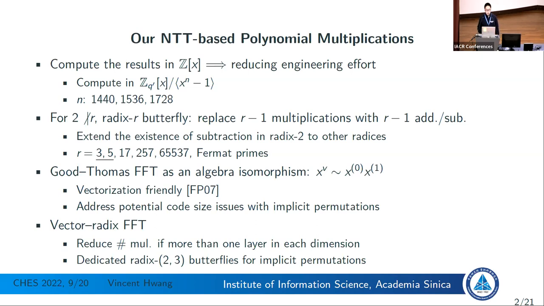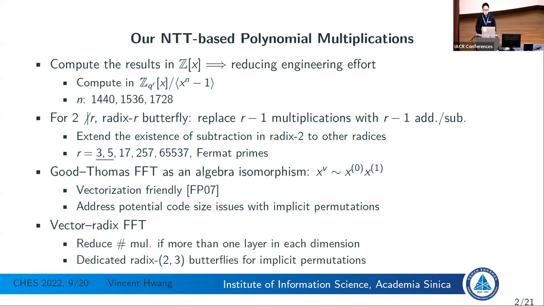Next, I'll talk about some improvements on the Radix-R butterflies, where R is an odd number. We are able to replace R minus one multiplications with R minus one additions and subtractions by extending the existence of subtraction in Radix-2 to Radix-R butterflies. And after a series of reductions, we argue that instead of looking at all the odd numbers, we actually only need to optimize for the Rs that are Fermat primes. In our paper, we implement for Radix-3 and propose a draft for Radix-5.